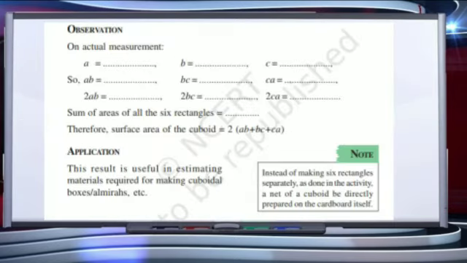Now, observation. Students, you have to take actual measurements instead of A, B and C and then fill in the blanks. Now, application. This result is useful in estimating materials required for making cuboidal boxes, almirahs, etc.